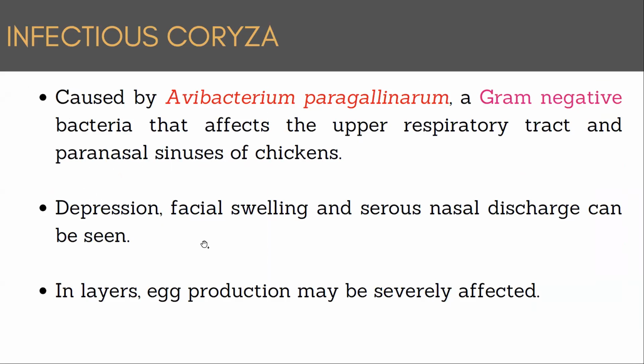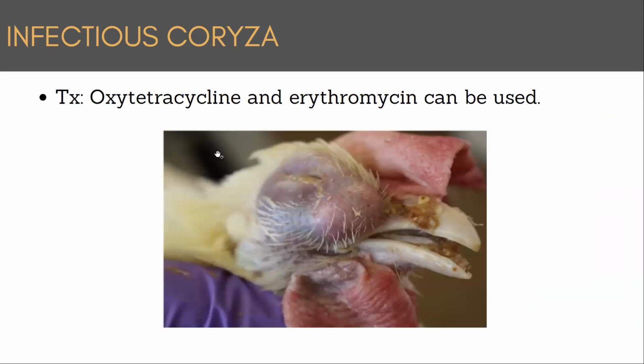In layers naman, the egg production of our layer chickens will go down. So what is our treatment? In case we see this in the farm, instead of culling, we can try treatment first. Oxytetracycline and erythromycin can be used.